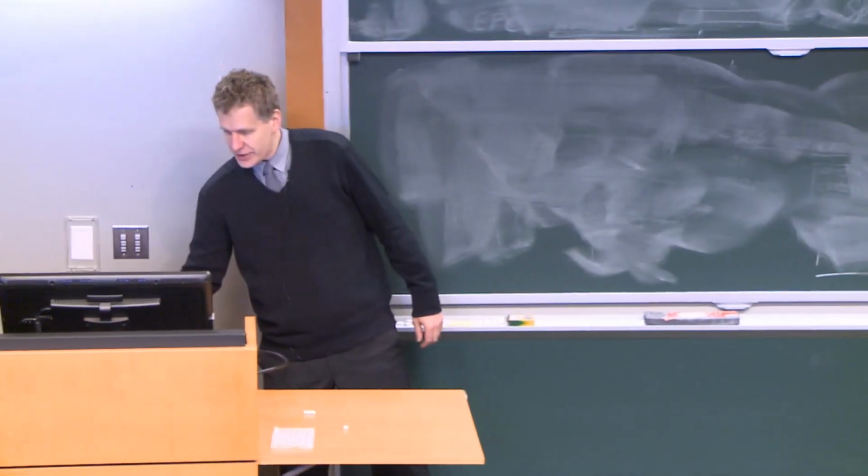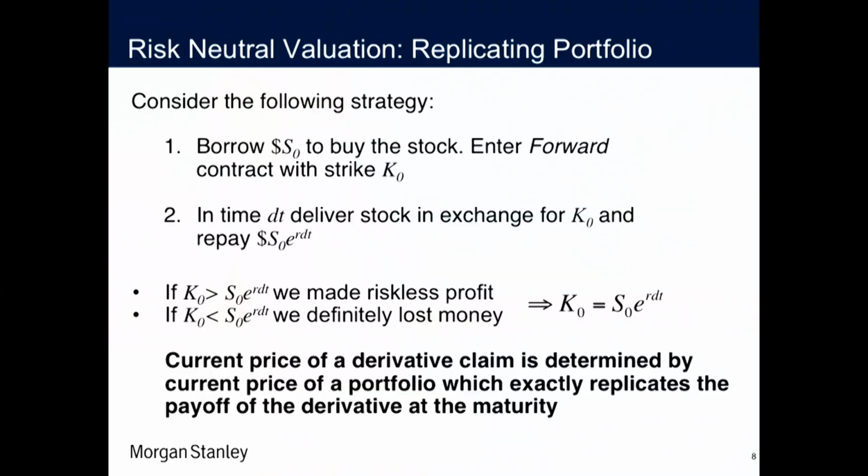In any case, coming back to our example. What's important here? How did we arrive at this strike price, or this price of the forward contract? We took some amount of stock. In this particular case, it was the whole price of the stock. We took some amount of cash, and by combining these two pieces, we somehow replicated the final payoff, right?